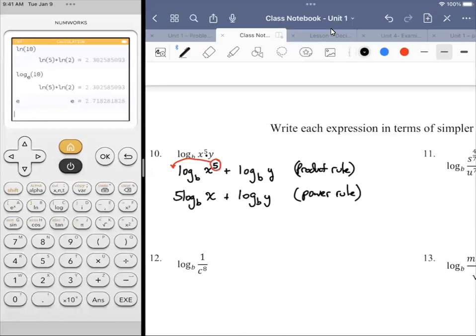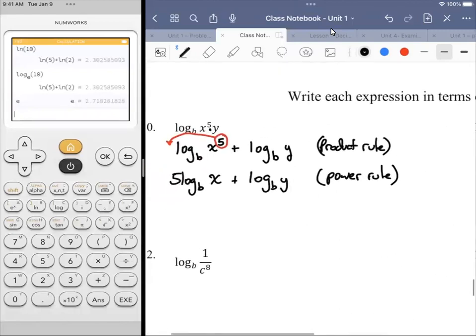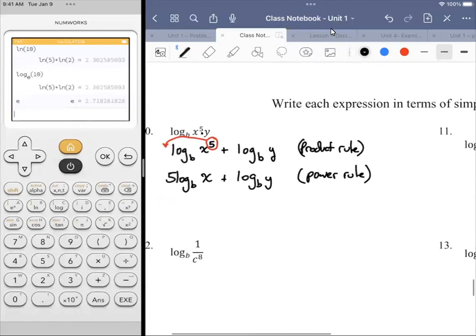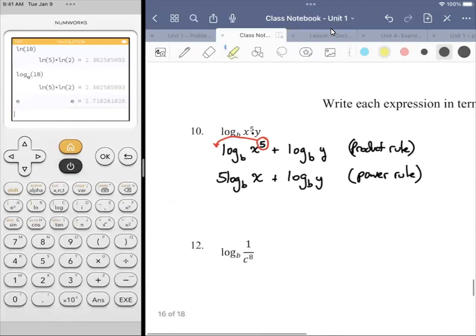It doesn't seem like it's much simpler than what you started with. Write each expression in terms of simpler logarithmic forms. It's expanded, but each individual logarithm only contains a single argument. So you see here, this log only contains an x. This log only contains a y. The original log contained a bunch of things. So we want it to go from containing a bunch of things to just a single argument, a single thing within the logarithm itself.